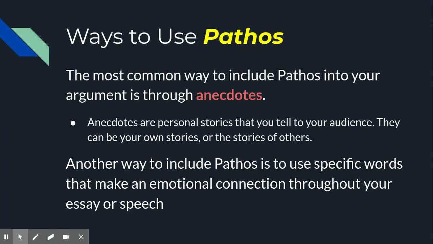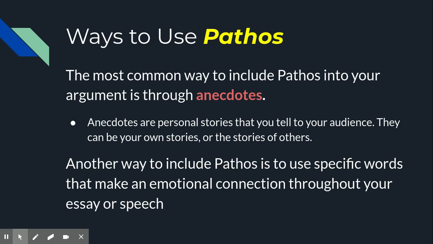One of the most common ways to include pathos into your argument is through the use of what we call anecdotes, not antidotes. An anecdote, pronounced an-ec-dote, is a personal story that you tell to your audience. The story can be from your own personal experiences, or you can tell an anecdote of somebody else's.